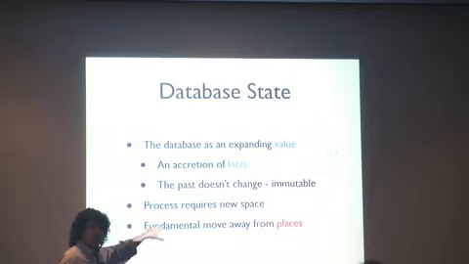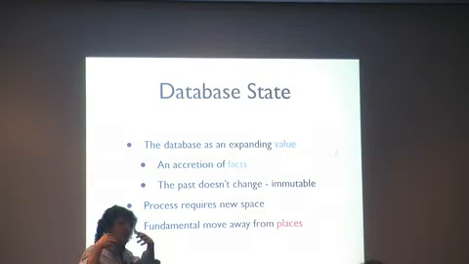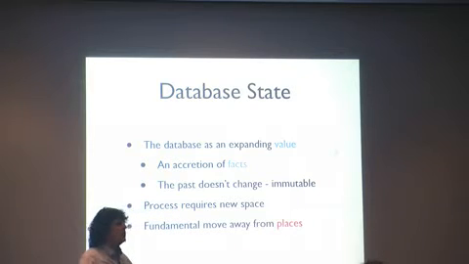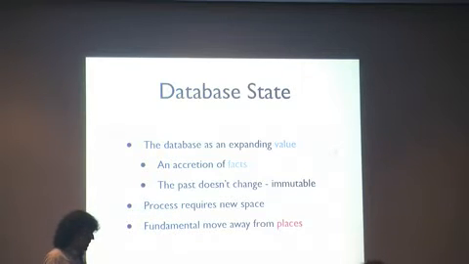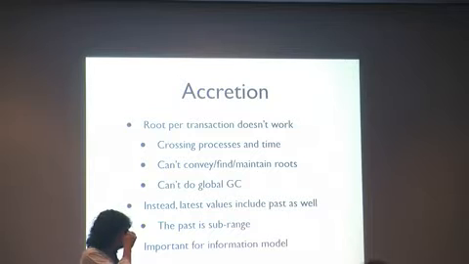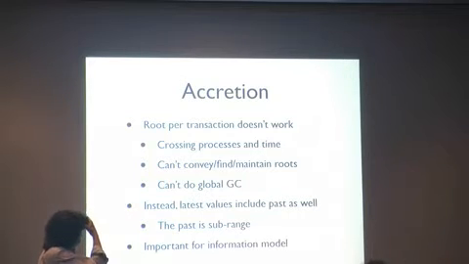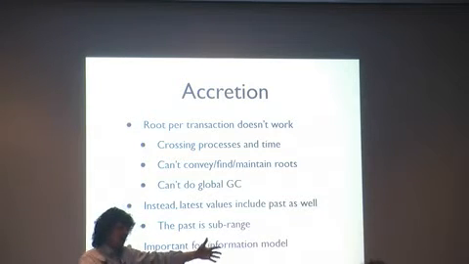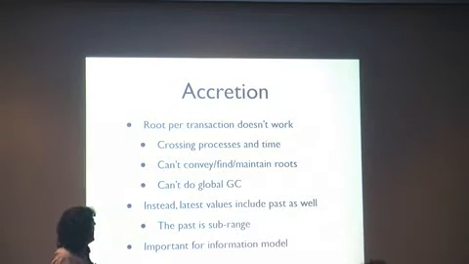So if you have process, change, and you're trying to build an information system, you should acquire new space to record new information and move away from using places. So how are we going to do this? This talk is about a slice of Datomic, and it's about the idea of making an accumulating database, but also a little bit about how.